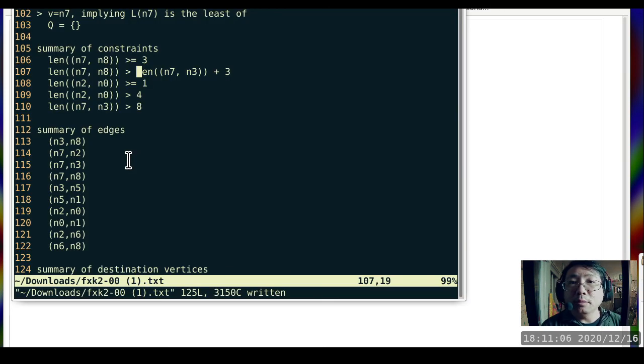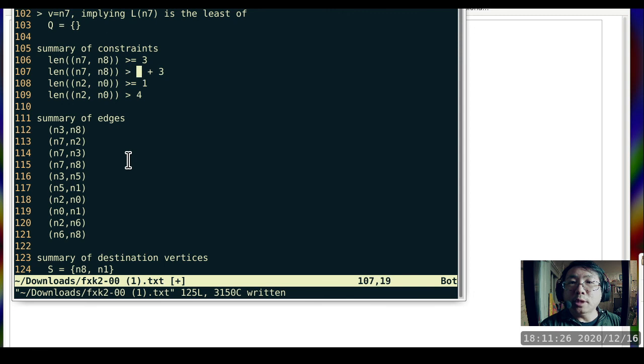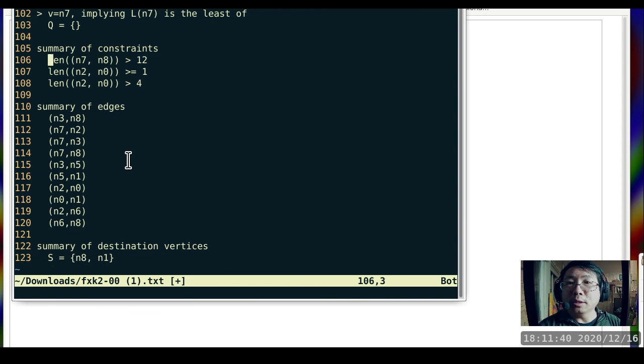And then we go back here, and then we do the substitution. n7, n3 is a 9, and n7, n3 is a 9. Okay, so now this constraint is satisfied. We take it out, and then 9 plus 3 is a 12. All right, so at this point, we can simplify a little bit first. Anything that is greater than 12 is automatically greater than or equal to 3, so we can take that out. Anything that's greater than 4 is automatically greater than or equal to 1, so we can take that out.